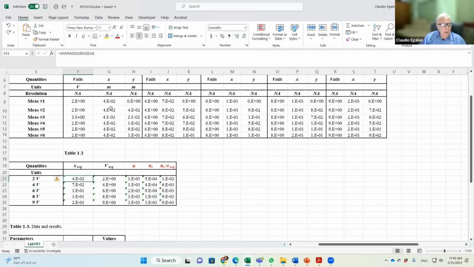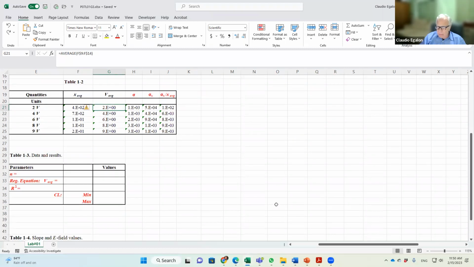When you sum those quantities here, you may end up increasing the number of significant digits. So watch out for that. And the same thing applies to the V, the V average. You may end up increasing the number of significant digits here. Let's go for the confidence level now. 10 more minutes to go.